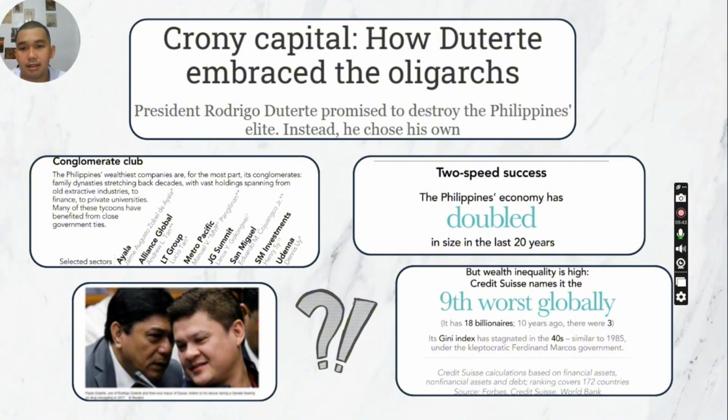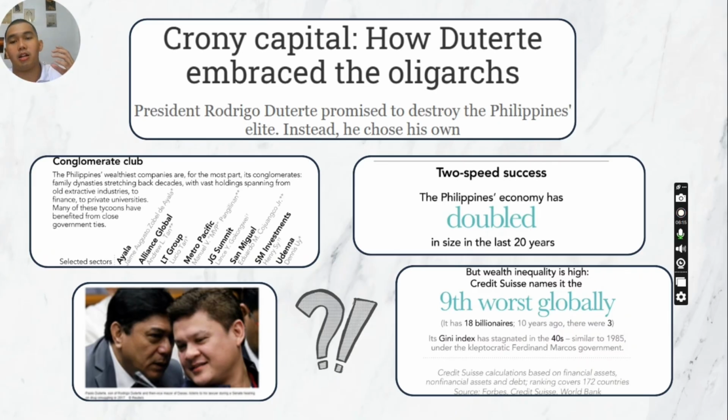So lastly, there is this reading about the Chronic Capital of Almeno 2019, how Duterte embraced the oligarchs. To conclude, the Almineral report demonstrates that Duterte's governance sustained the long-standing system of elite capture, rent-seeking behavior, and political favoritism in the Philippines.